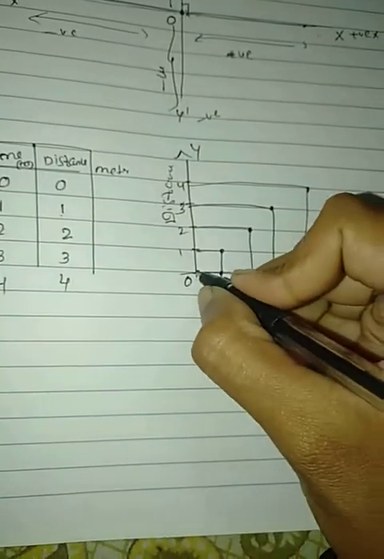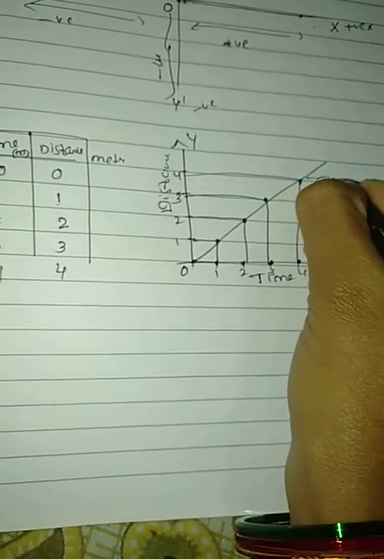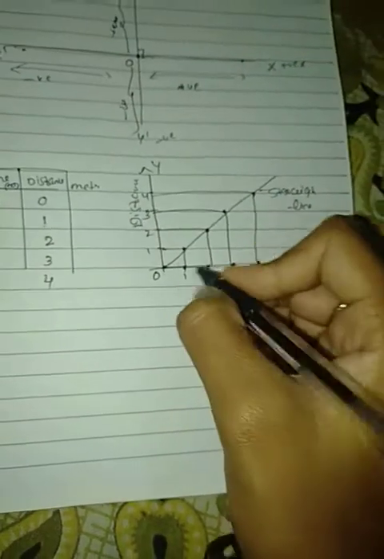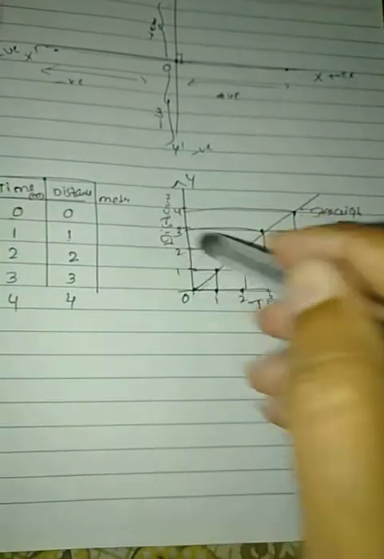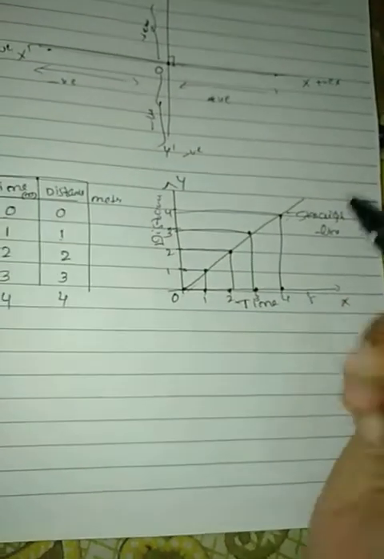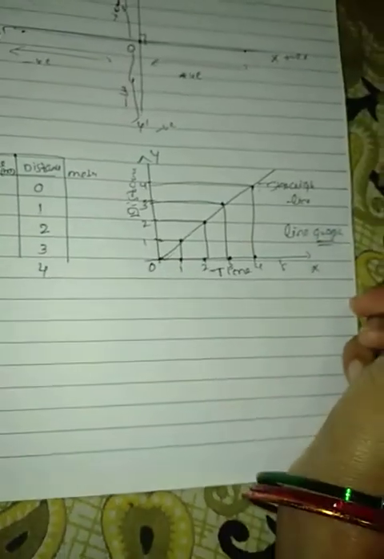Now, join all these points, we get a straight line. Yes? We get a straight line. This is called a what? Line graph. We get a straight line, and here it is the distance and time graph. This is the distance and time graph, and we get a straight line. This is called a line graph.